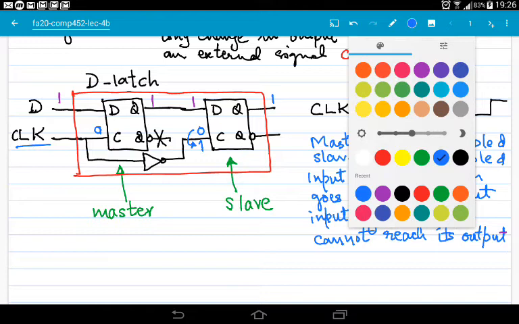Which color should I use? I do not have a very big choice.